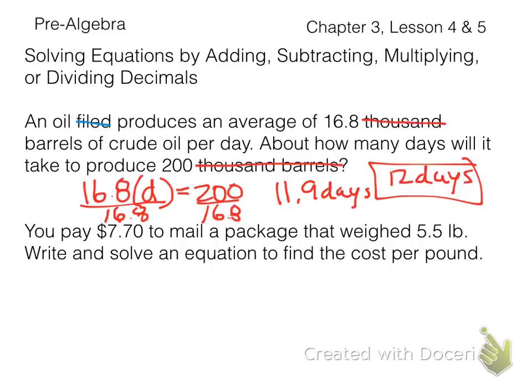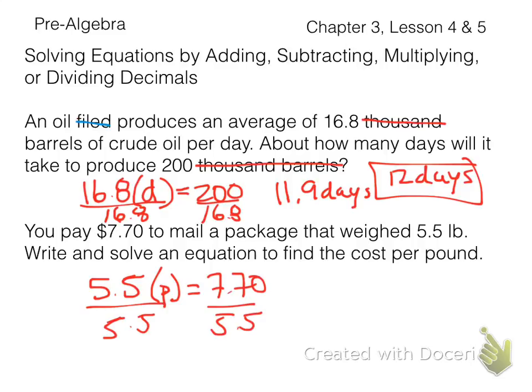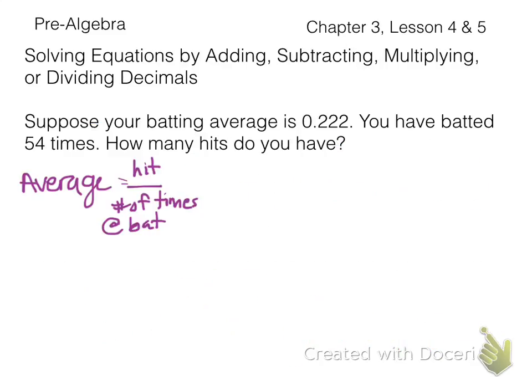Okay, and you pay $7.70 to mail a package that weighs 5.5 pounds. Write and solve an equation. So basically, if you do 5.5 times p, for the price per pound, that is going to equal 7.70. Divide by 5.5, divide by 5.5. 7.70 divided by 5.5 is p. That is $1.40 per pound.